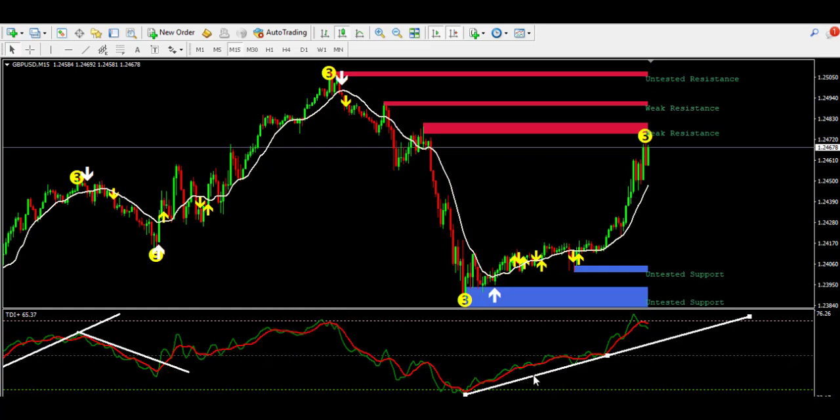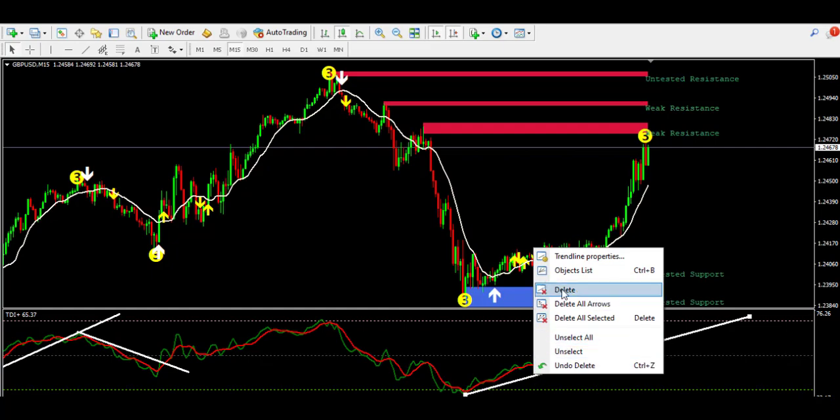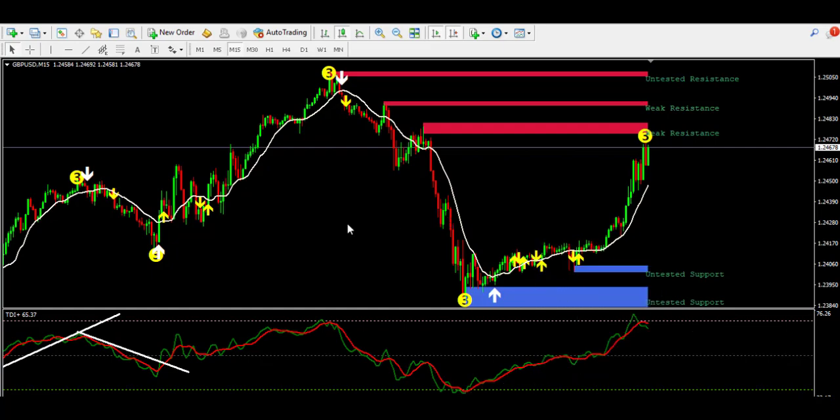Let me delete this also. Then I will show you how you will draw yours too. Now you just join two or three lines together. We have this high here, and we have a higher low here. Join these two together and extend it. You will only take a trade when the trend line is broken.